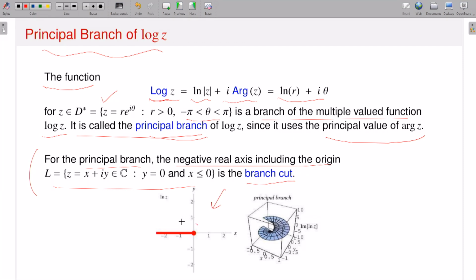So that means this is my domain, this portion is the branch cut, and this is the corresponding principal branch in the picture. Therefore you have minus pi to pi, but it should not cross what is called the negative real axis. This is the picture I have drawn: the principal branch of the multivalued function small log.